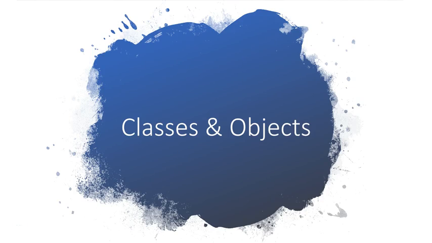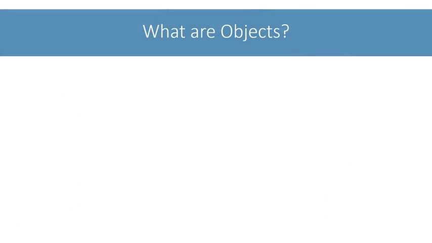In this lesson, we will go over classes and objects. Classes and objects are at the heart of object-oriented programming. Let's try to understand what are objects. Object-oriented programming is a way to model the real world into computer programs.